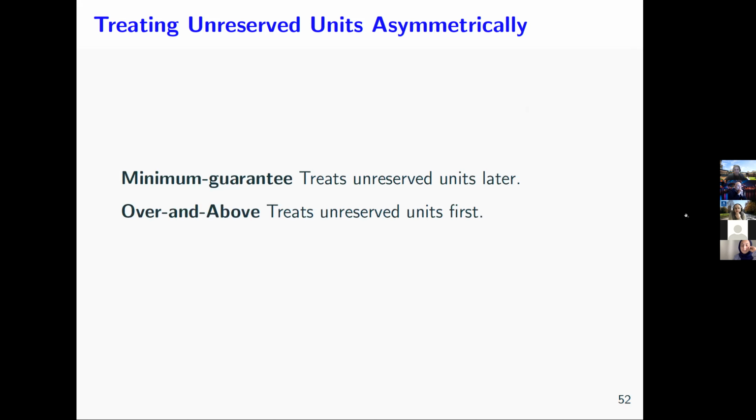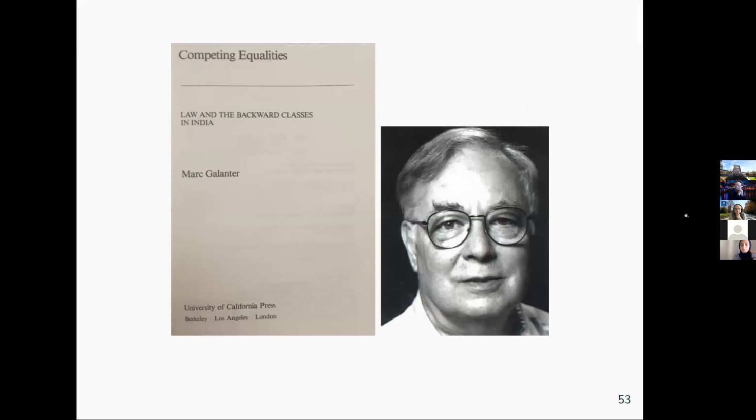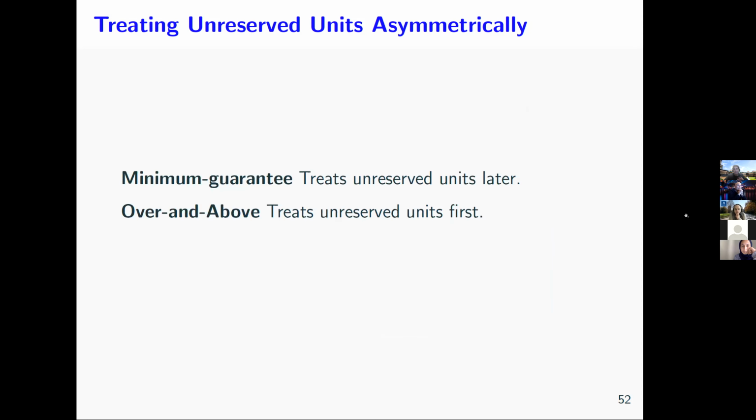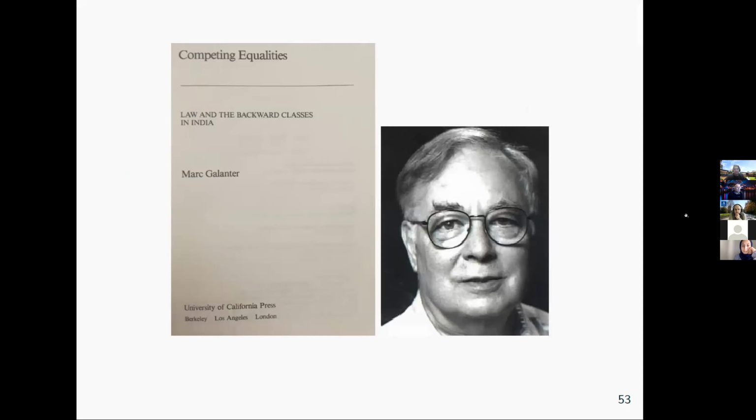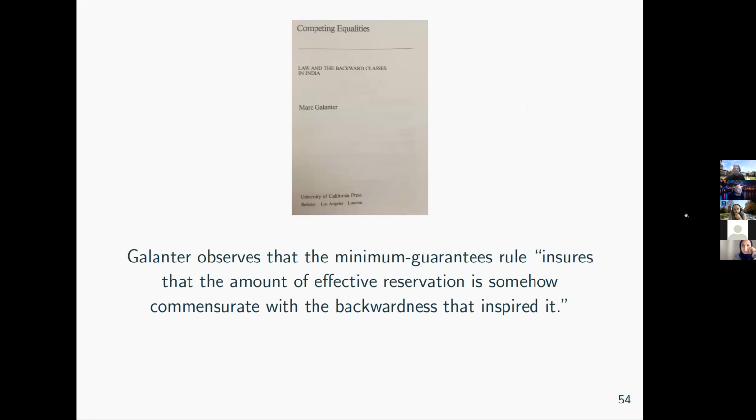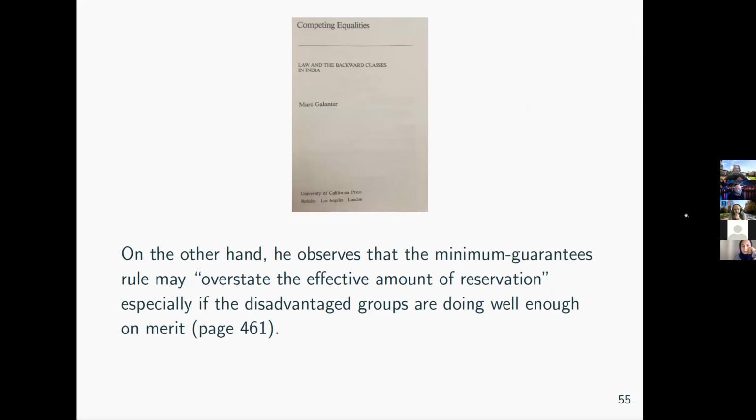And when I did my literature review with Florian on this, what we saw is that, in fact, there are even books from 1961 written by legal professors. So Marc Galanter is one of them, who was an expert on the Indian constitution. He was a Fulbright scholar based in India for some years. And he already noticed that the minimum guarantee and over and above rules can have very different impacts on disadvantaged groups. So I give a couple of quotes: minimum guarantees ensure the amount of effective reservation is somehow commensurate with the backwardness that inspired it, whereas the over and above rule may overstate the effective amount of reservation in terms of perception.